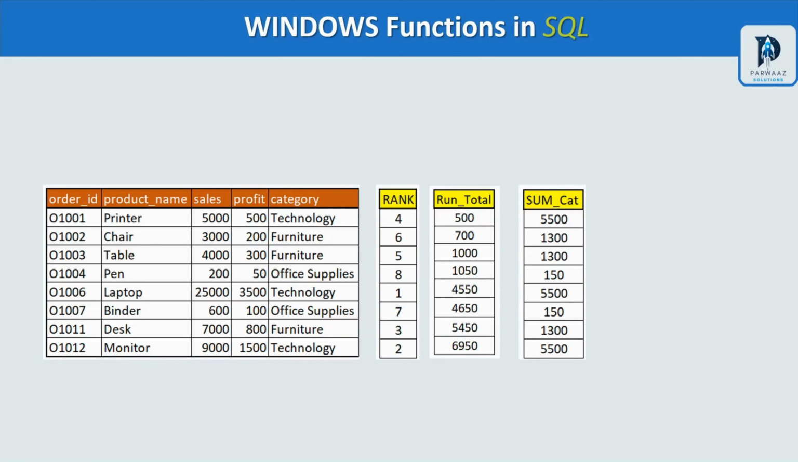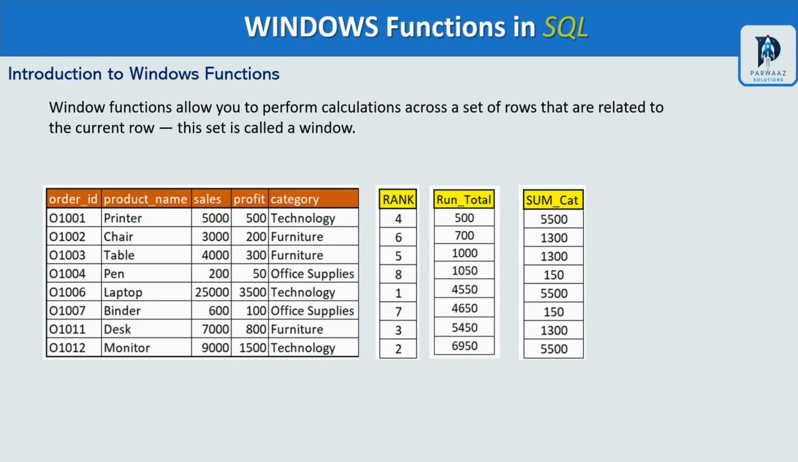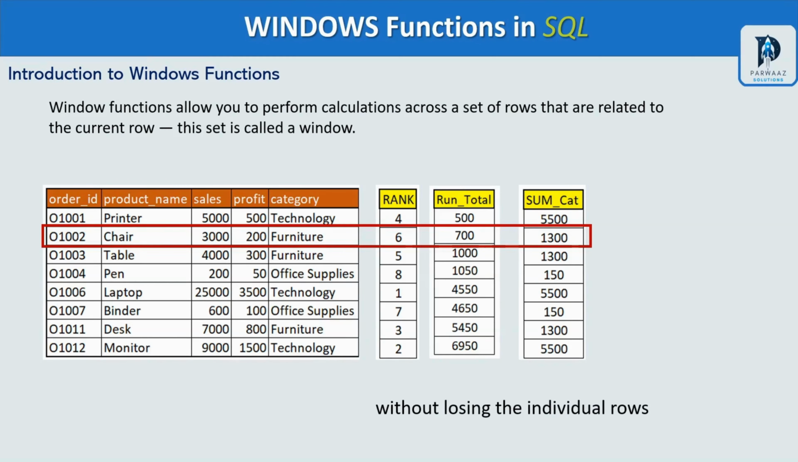To achieve all such requirements, we need window functions. Basically, window functions allow you to perform calculations across a set of rows that are related to the current row. This set is called a window. Therefore, to calculate running totals, rank, or compare each row's value against its group without losing individual rows, that is exactly what window functions in SQL are for. Let us try to understand this statement, that is, without losing individual rows, in more detail.